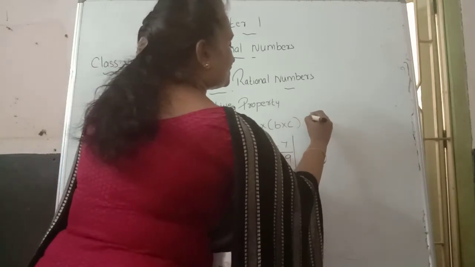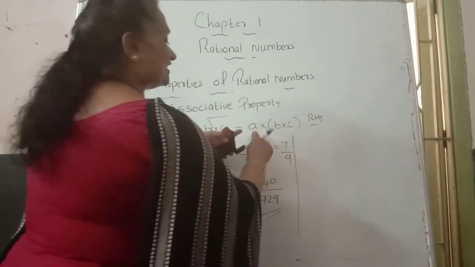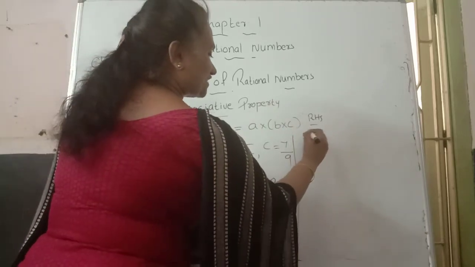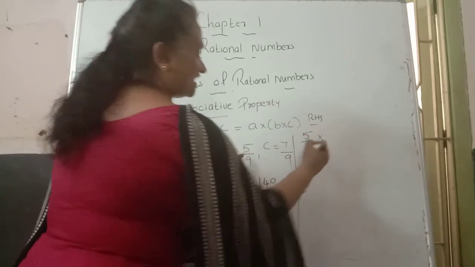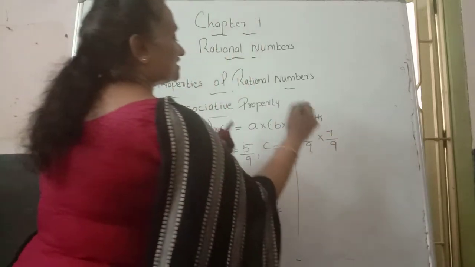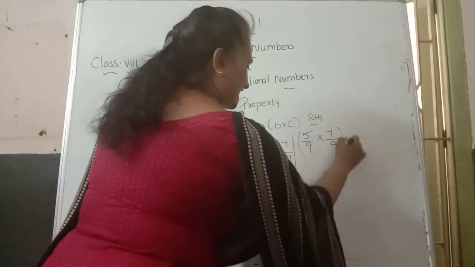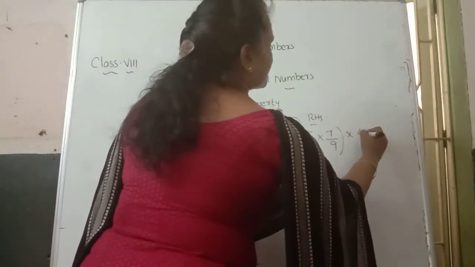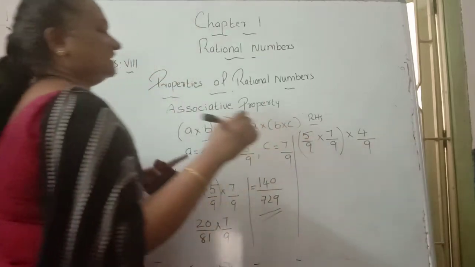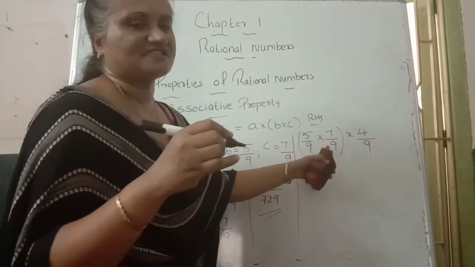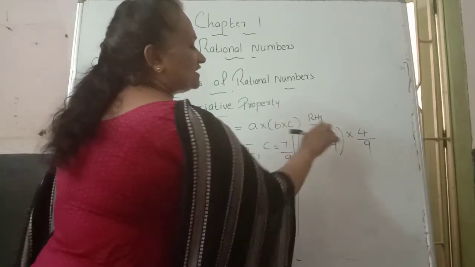On the RHS side, in which way is it given? A value into the B value and C value multiplied first. The B value is 5 by 9, multiplied with the C value, which is 7 by 9. After these two are multiplied, that answer is multiplied with the A value, which is 4 by 9. Inside the bracket, cancellation is not possible, so we multiply.